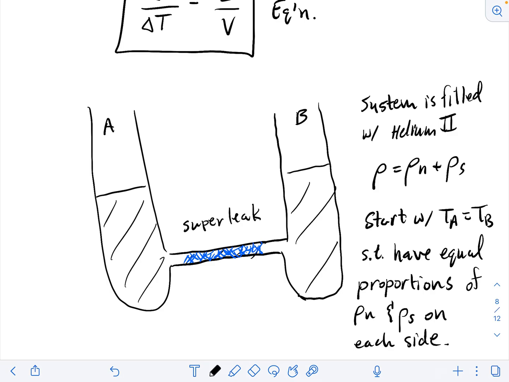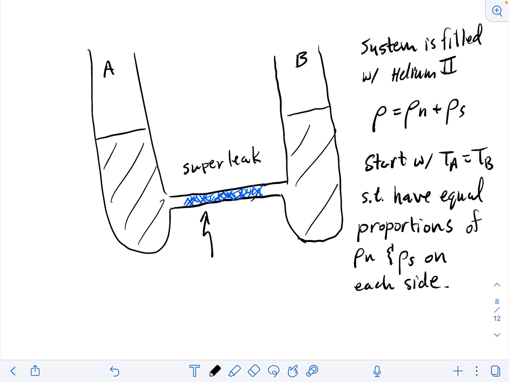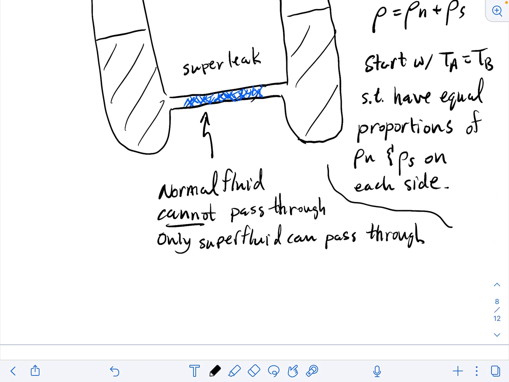And so let's just be clear about this super leak. It does not allow normal fluid to pass through. Normal fluid cannot pass through. Only superfluid can pass through. When we saw the video of the fountain effect, what they described as using something called jeweler's rouge as the fine powder that they tightly packed into this narrow channel.